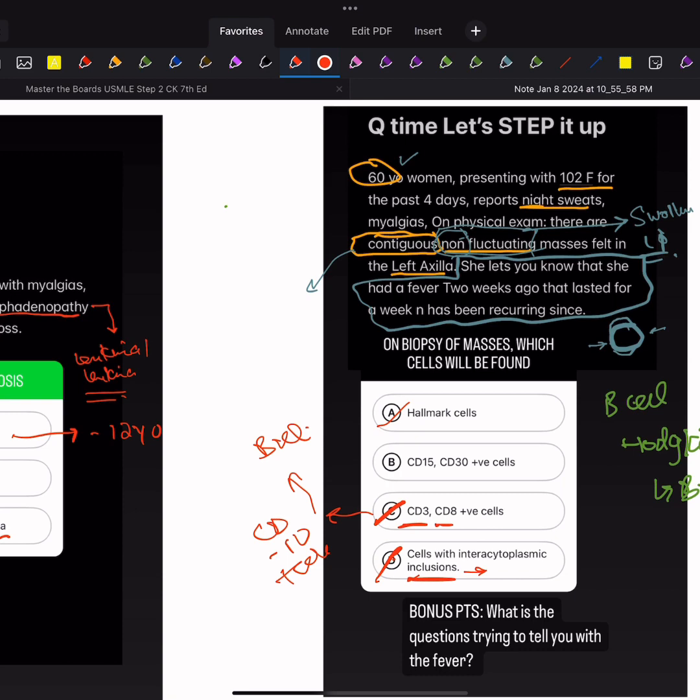So that leaves us with B. But what does B mean? So CD15 and CD30 positive cells, one, the CD count is plus 10, so we should be thinking B cells. And this actually represents a Reed-Sternberg cell. These are nucleoli that are parallel to each other in one cell, which is classically CD15 and CD30 positive, and that is classic for Hodgkin lymphomas.